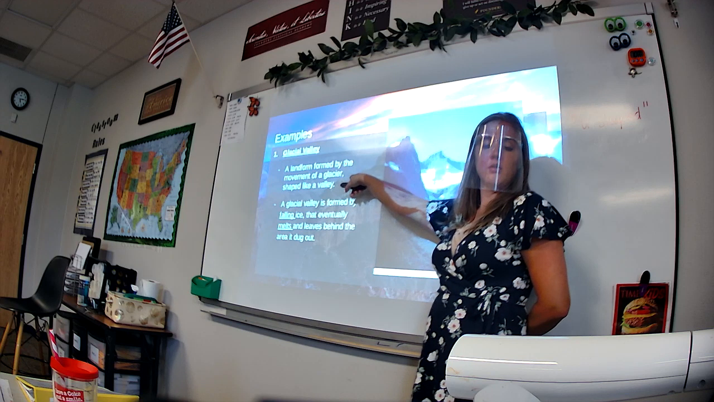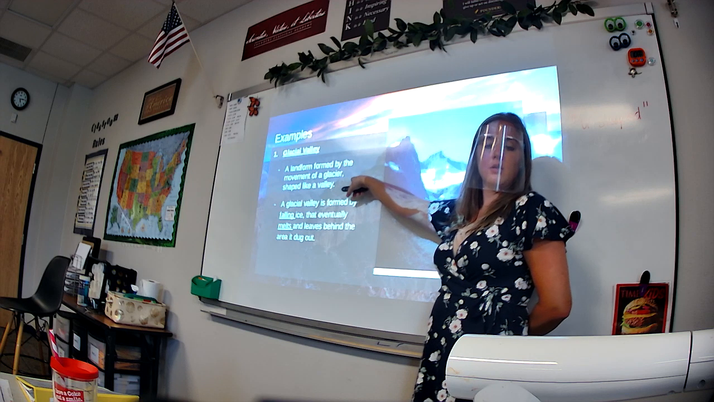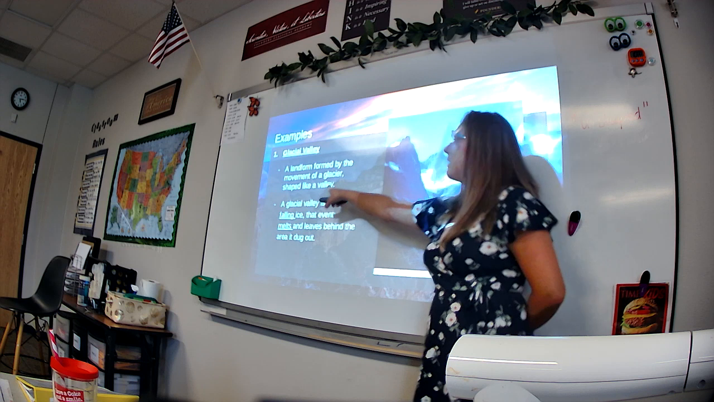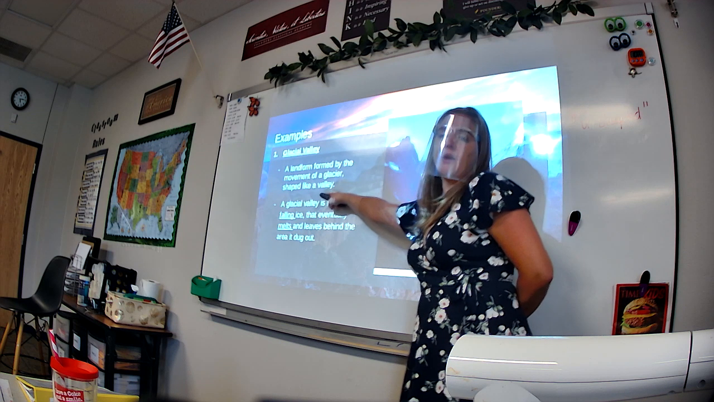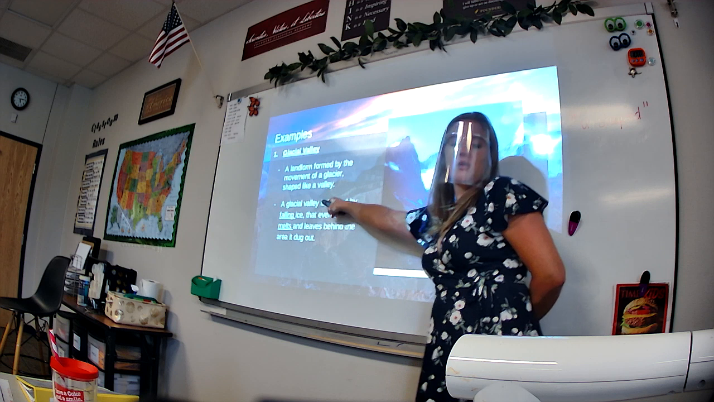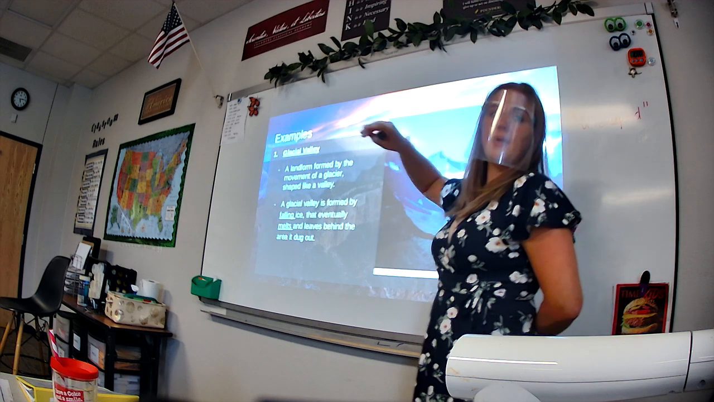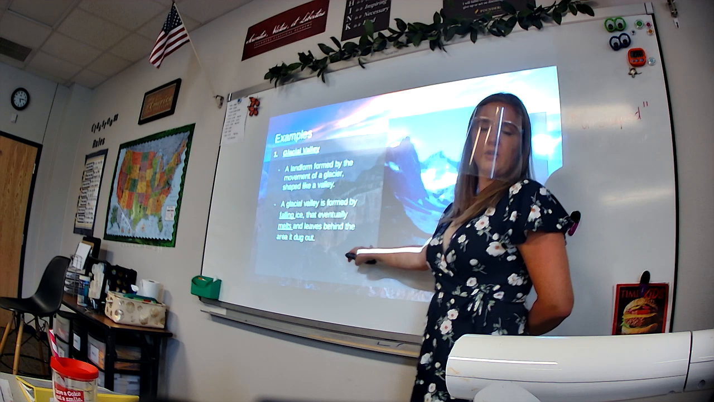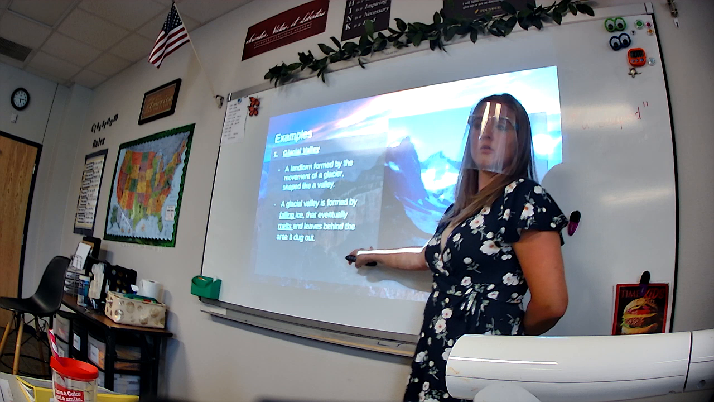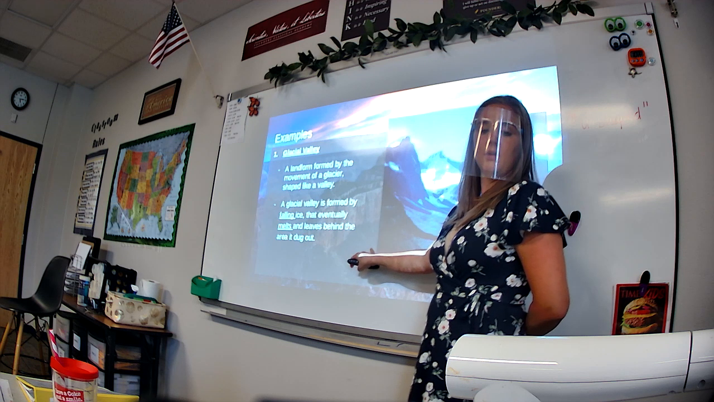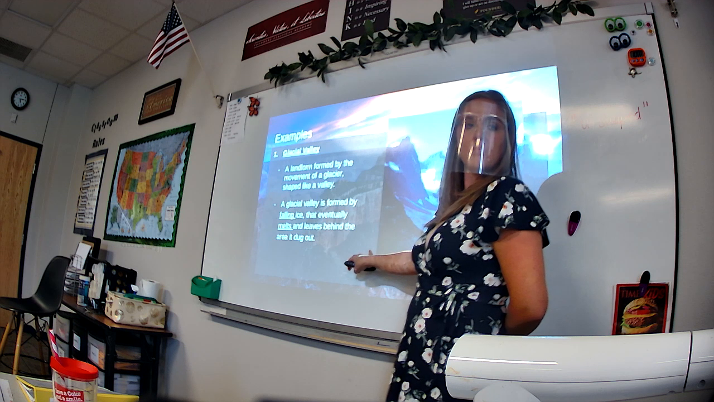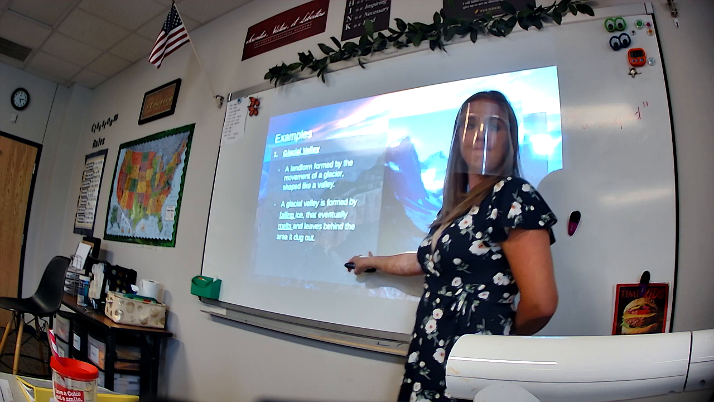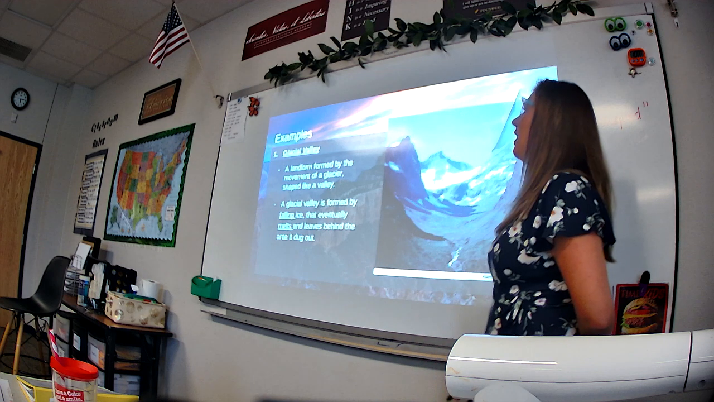It says a landform formed by the movement of a glacier shaped like a valley. Not like a U. I mean, you could put U-shaped valley there, that's fine. But shaped like a valley. The goal here is I'm putting the notes up on the board and you fill in the blanks for whatever you're missing. Okay? You good? Okay. All right.